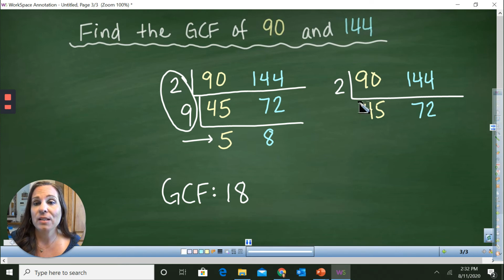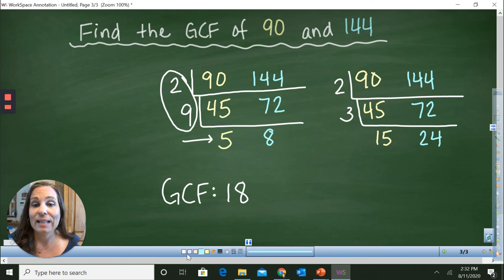And maybe I looked at these and I said, I don't know, but I know 4 plus 5 is 9, and that's divisible by 3. I know 7 plus 2 is 9. That's divisible by 3. So I know 3 goes in, right? 3 goes into 45 15 times, and 3 goes into 72 24 times. And now I've got 15 and 24, which are also divisible by 3. And I get 15 divided by 3 is 5. 24 divided by 3 is 8.